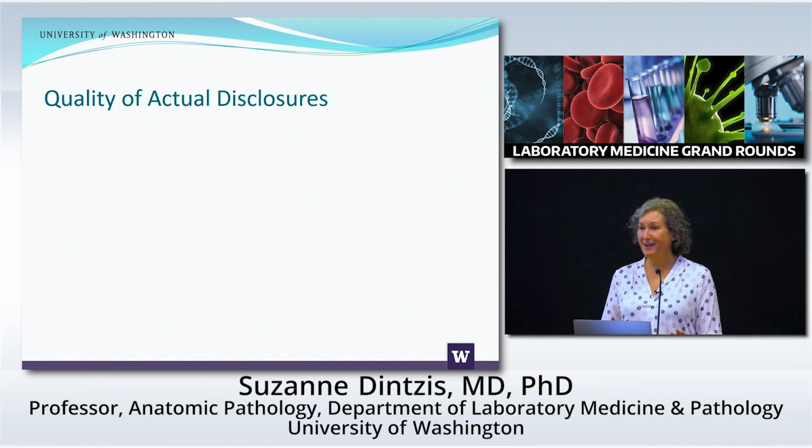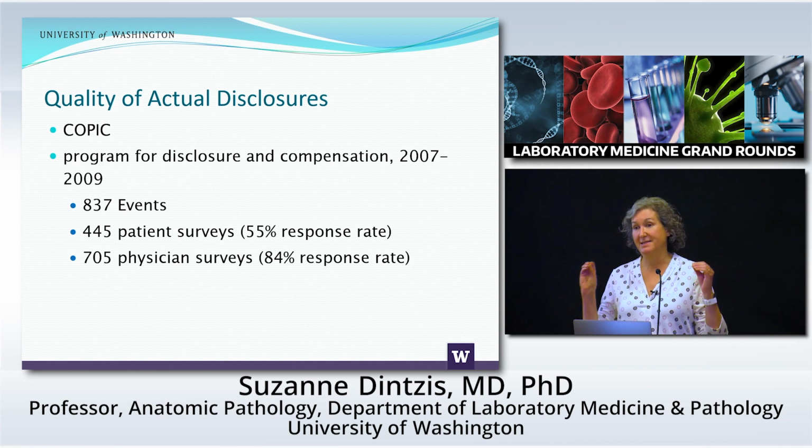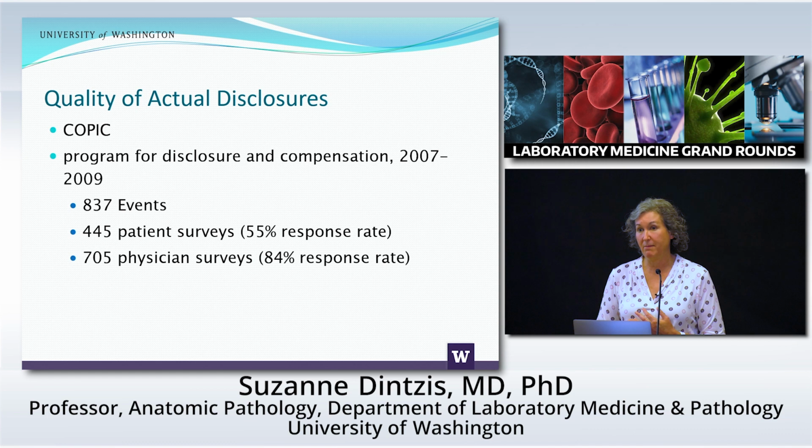So the quality of actual disclosures. This is data from COPIC, that is one of the largest insurance agencies that covers professional liability insurance, so malpractice insurance for doctors. So obviously they're interested in outcomes. They don't want bad things to happen. And they looked at a program for disclosure and compensation over a 2-year period. These are patients that had sentinel events, so serious harm because of something that occurred in their care.